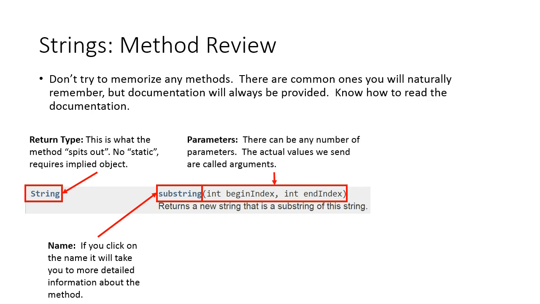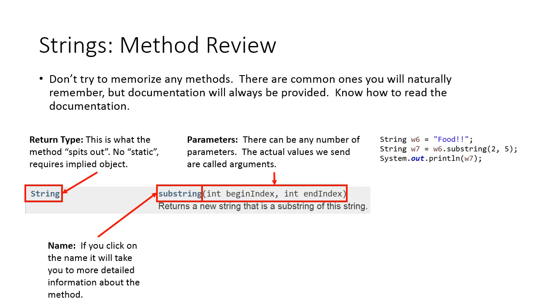The parameters are what it requires. It's good to note that the types are called the parameters, but what we actually put in there, the values themselves, are called arguments. Parameters and arguments mean different things, though they're often used interchangeably. Parameters are what we need. Arguments are the actual values of them. So the parameters here are two integers. Arguments could be 3, 9.